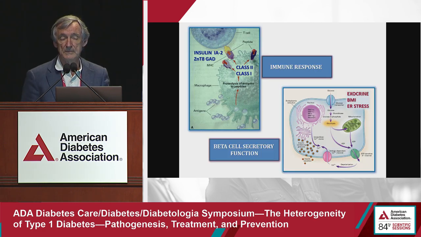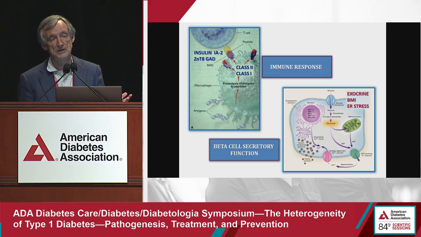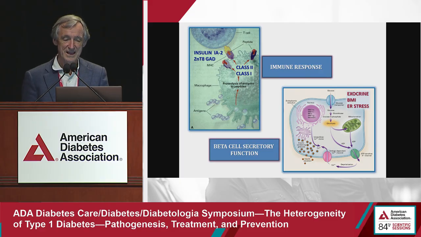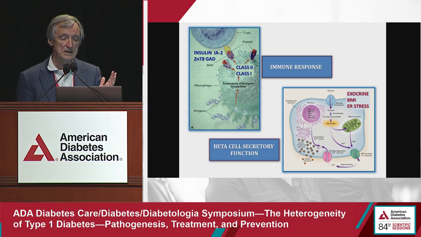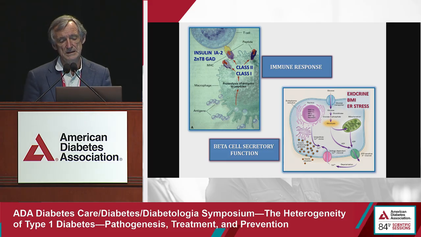Type 1 diabetes is seen as a disturbed dialogue between the immune response and the beta cell secretory function. The beta cell seems to be critical in this effect. It seems that it's subject to a variety of factors, including endoplasmic reticular stress, including, interestingly, a raised body mass index, which, if it's raised at 12 months of age, predisposes you to the disease. And recent evidence of exocrine dysfunction also seems to be relevant here.